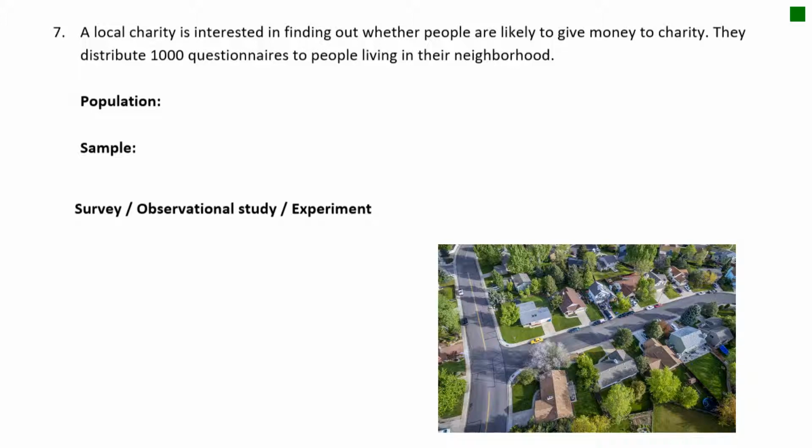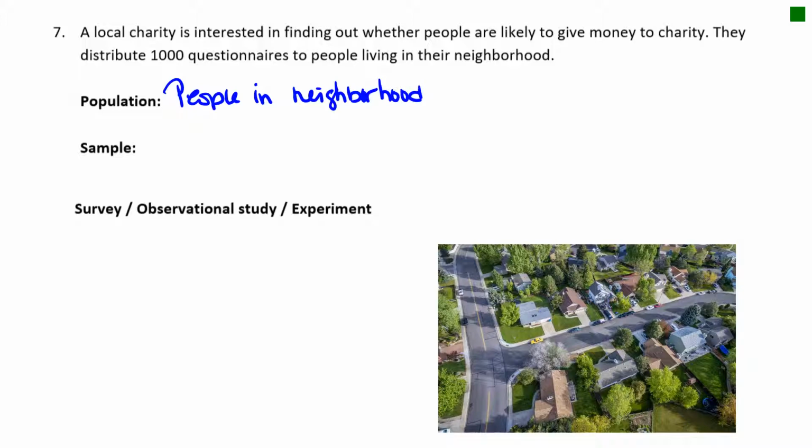Okay. A local charity is interested in finding out whether people are likely to give money to charity. They distribute 1,000 questionnaires to people living in their neighborhood. So what is the actual population? It's not all people. It's actually the people in the neighborhood. Now, I don't know where you guys live, but I don't know if I have 1,000 people in my neighborhood. I'm pretty sure I don't. My neighborhood's not that big.